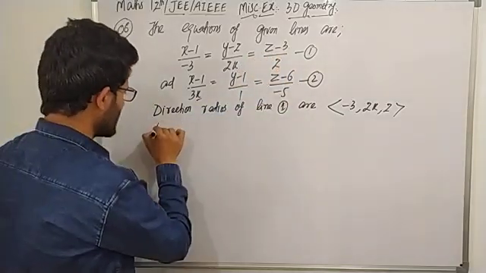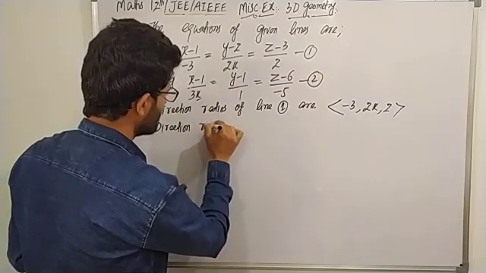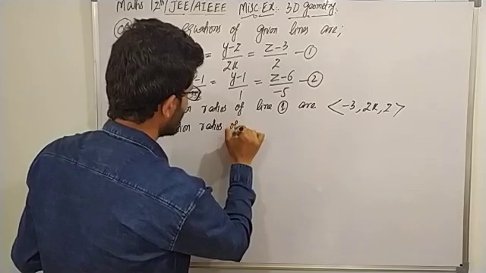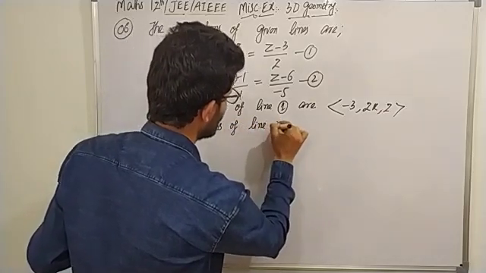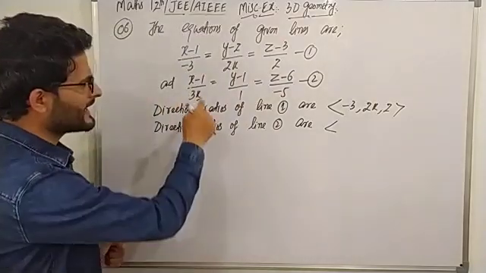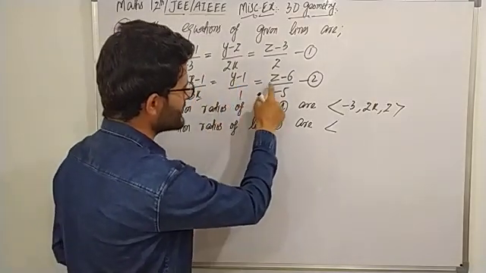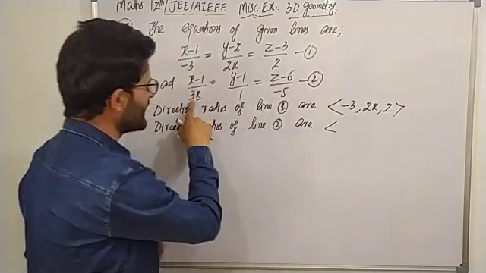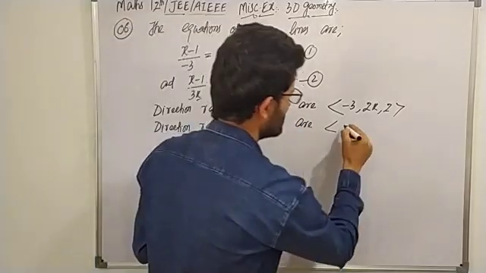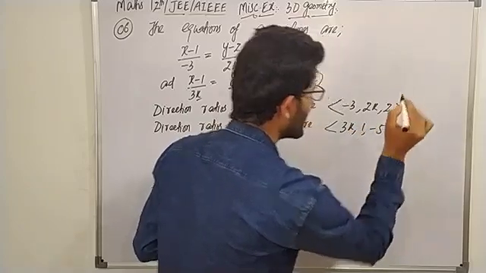Similarly, direction ratios of line second are, line second के डायरेक्शन रेशियो क्या है, that is again in the form of (x minus x1) by a equal to (y minus y1) by b, and that's equal to (z minus z1) by c. तो क्या बनेंगे डायरेक्शन रेशियो, 3k, 1 and minus 5.